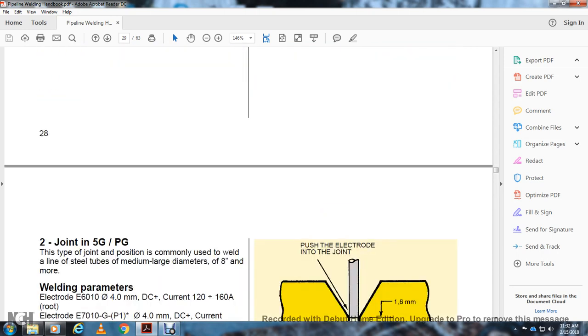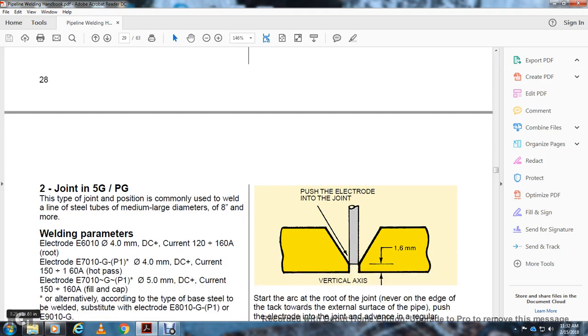The 5G position is a joint position commonly used for welding line steel tubes with a diameter of 8 inches or more. Welding parameters for the root pass: electrode E6010, 4.0 millimeter, direct current positive, 120 to 160 amps.